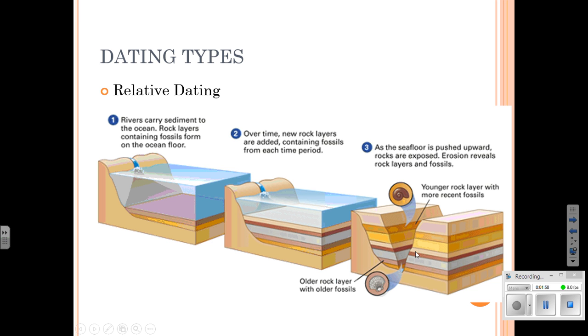Again, the older fossils are going to be way at the bottom. The newest ones are going to be way at the top.